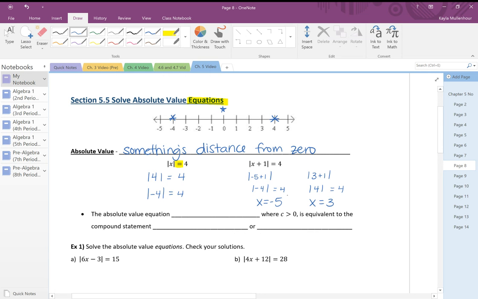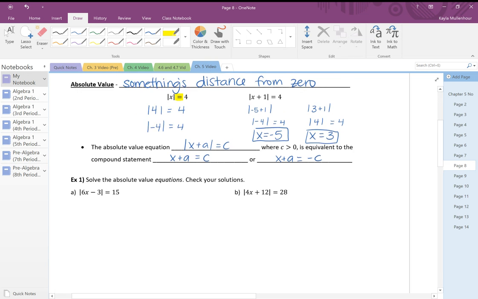What you'll notice is that we have two different answers for an absolute value equation, and you'll see that throughout the rest of these notes. The absolute value of x plus a equals c, where c is greater than 0, meaning it has to be positive, is equivalent to the compound statement x plus a equals a positive c, or x plus a equals a negative c as well. Okay, so let's look at a few examples.